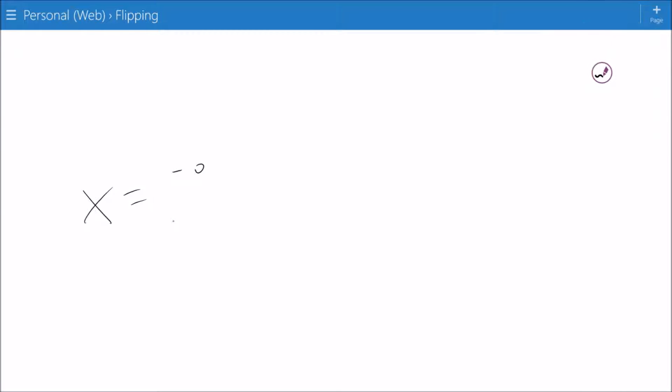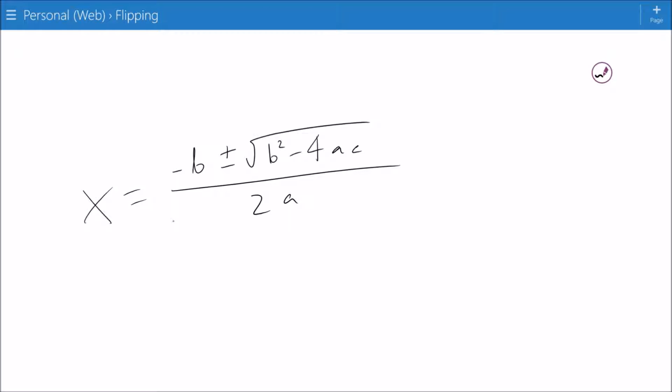X equals negative b plus or minus, looks a little weird, the square root of b squared minus 4ac over 2a. And you can think of it this way, or, if you like, you can think of it in a song.